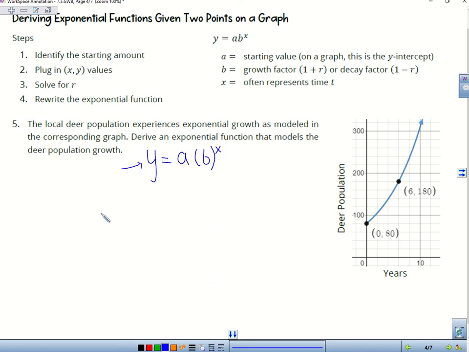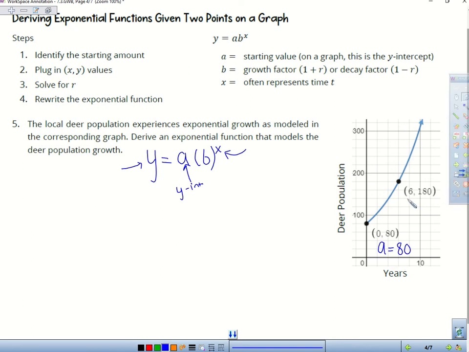Y is going to represent whatever a y value is, whichever one we have. A represents your starting point, also known as your y-intercept. And b we will represent our growth factor, which we don't know yet. And then x, we're going to use a value for x, okay? So here's how we do it. You identify your y-intercept, and that's going to be your a. So your a is going to be 80. Your y-intercept is always a.